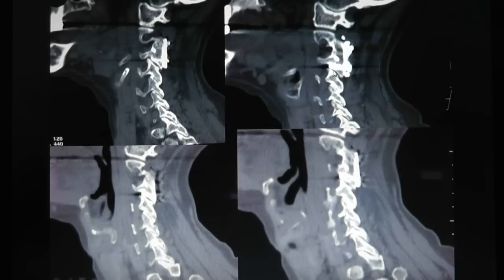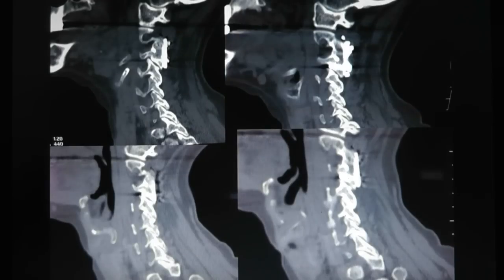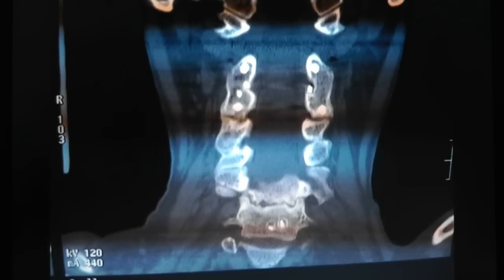Remember you said that the screws in the facet, you think there's still the screws in the facet here? It looks like it's proud into the joint. It extends out into the joint. Pretty close, right? So this screw is in what joint then? This is C2, C3. C3, C4 facet. So there's maybe a screw in the C3, C4 facet joint.